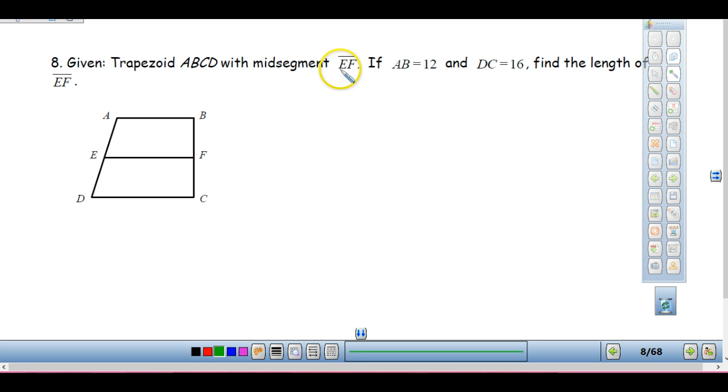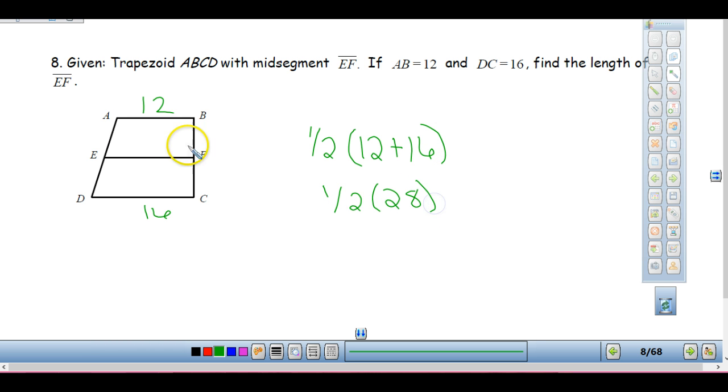Okay, same thing here. Label AB is 12, DC is 16. Find the average for your mid-segment. So 1/2 times 12 plus 16 is going to be 1/2 of 28. EF is going to be 14.